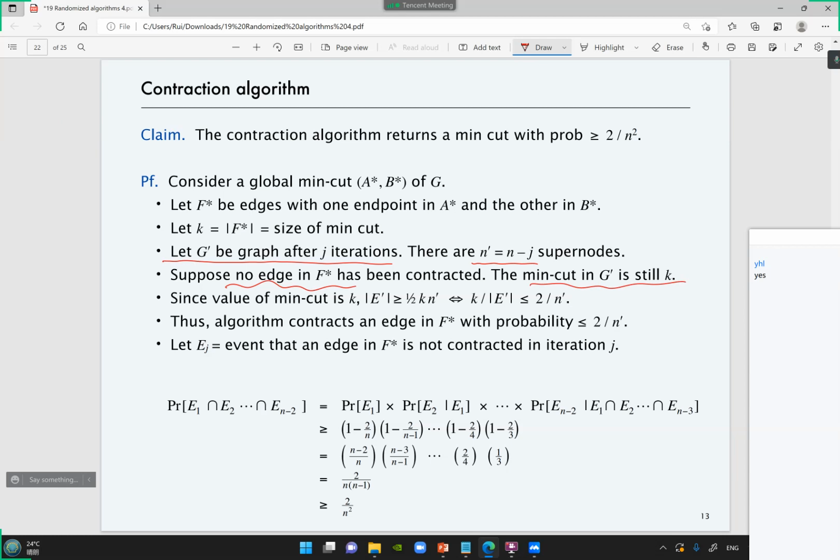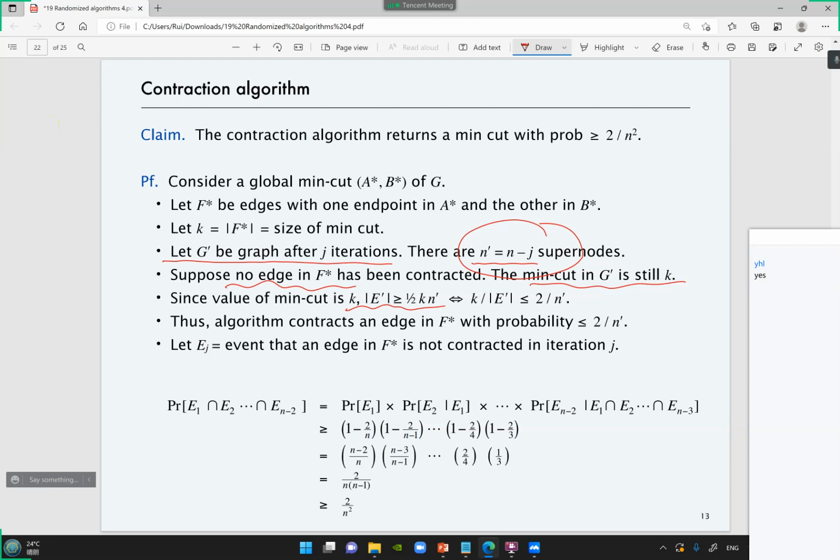Okay, and then because the min-cut is still k, by the same argument as before, consider the number of edges which are remaining in G prime. Okay, so E prime is the number of edges in G prime. This has to be at least 1/2 of k times the number of nodes in G prime. Okay, because again, all of these supernodes in G prime have to have degree at least k. Otherwise, your min-cut is going to be less than size k. So therefore, your number of edges in G prime is going to be at least 1/2 of k times m prime.